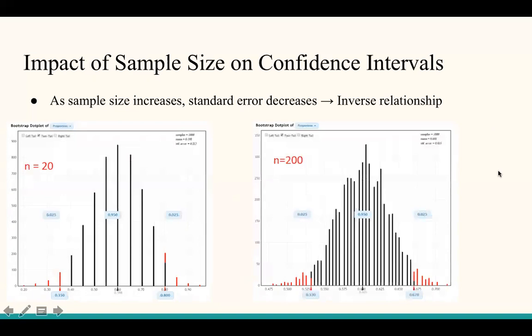But also, if you remember what standard error represents, it represents the variability in an observation or a distribution. So if you have more samples in a distribution, it will be less variable since there are more observations there.